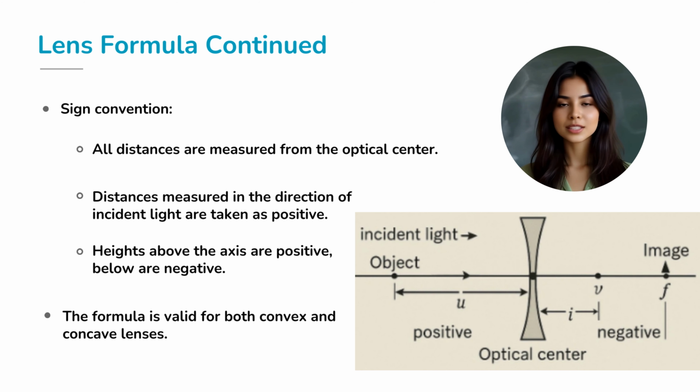And finally, heights, anything measured above the principal axis is positive, while anything below the axis is negative. You can think of this like classroom seating. Students sitting in the front row, in the direction of the teacher's gaze, are positive, the ones sneaking to the back row are negative, and those sitting above or below the bench line also get their own signs. So to sum it up, the lens formula is our best friend in locating images, but it only works smoothly if we respect the sign convention. No cheating, no shortcuts, because in physics, the signs matter just as much as the numbers.